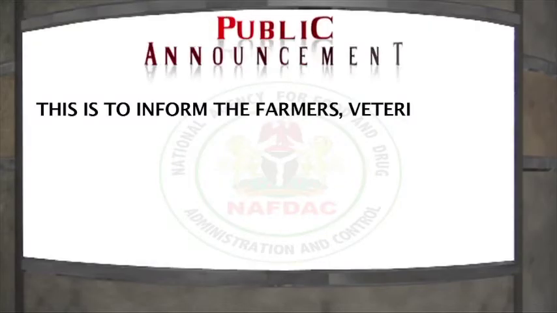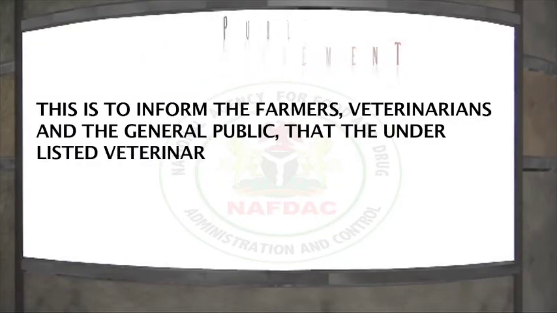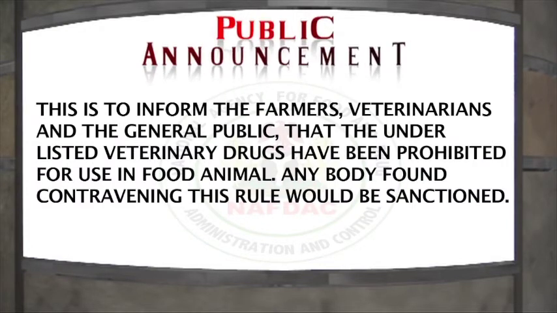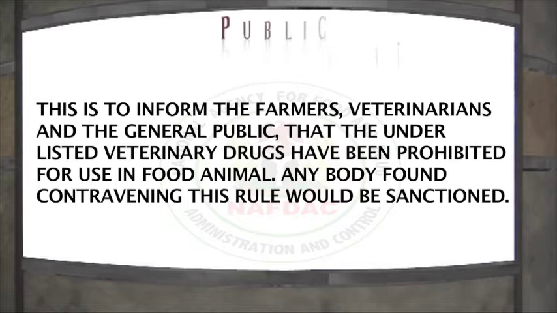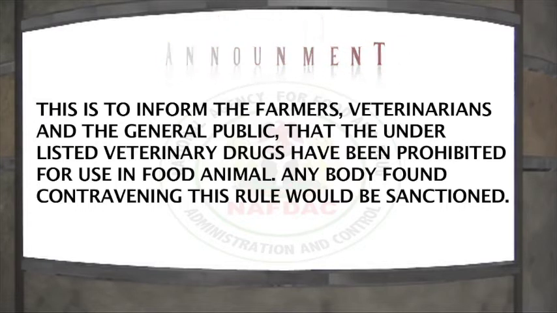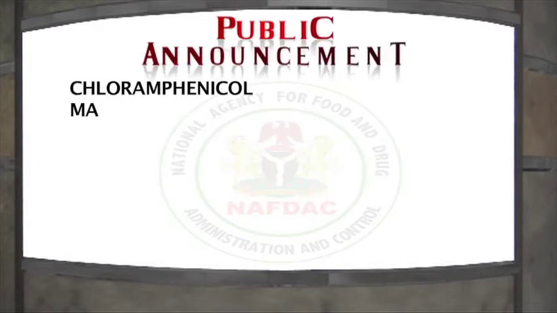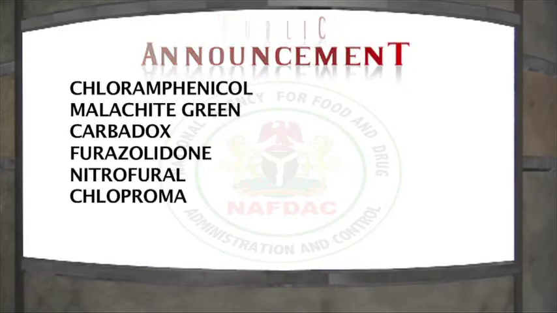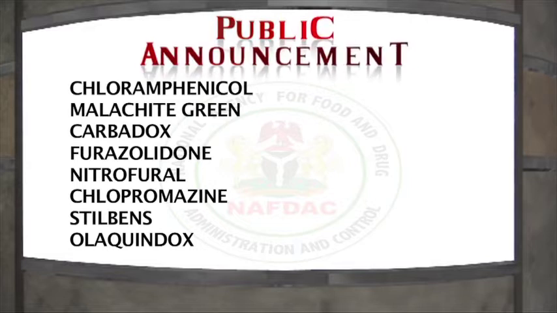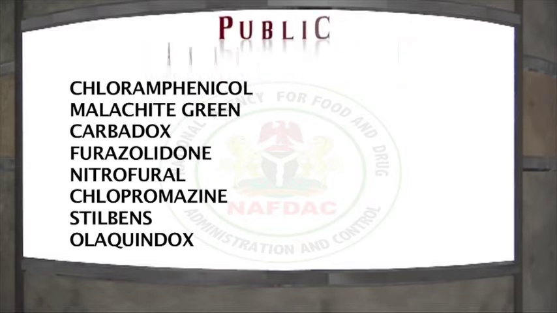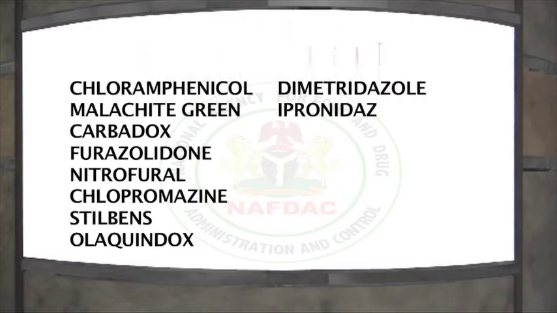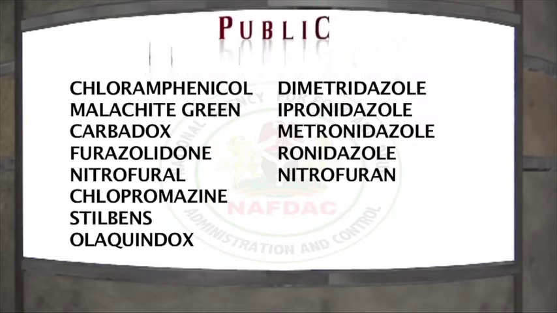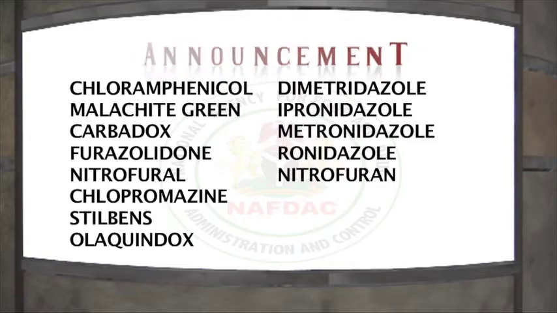This is to inform the farmers, veterinarians, and the general public that the underlisted veterinary drugs have been prohibited for use in food animals. Anybody found contravening this rule will be sanctioned. Chloramphenicol, Malachite Green, Carbadox, Furazolidone, Nitrofural, Chlorpromazine, Stilbenes, Olaquindox, Dimetridazole, Ipronidazole, Metronidazole, Ronidazole, Nitrofuran.